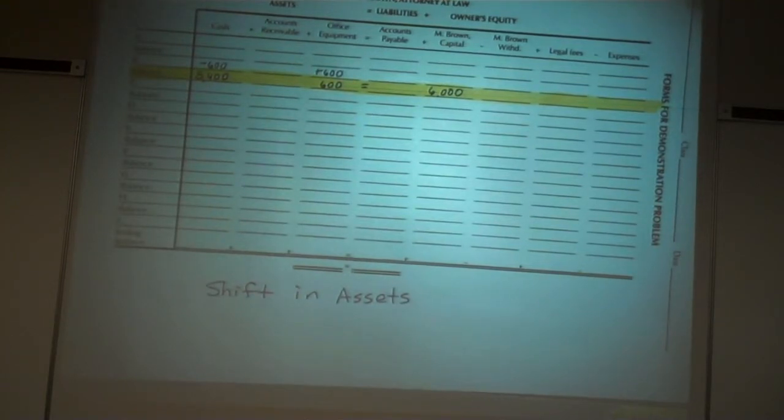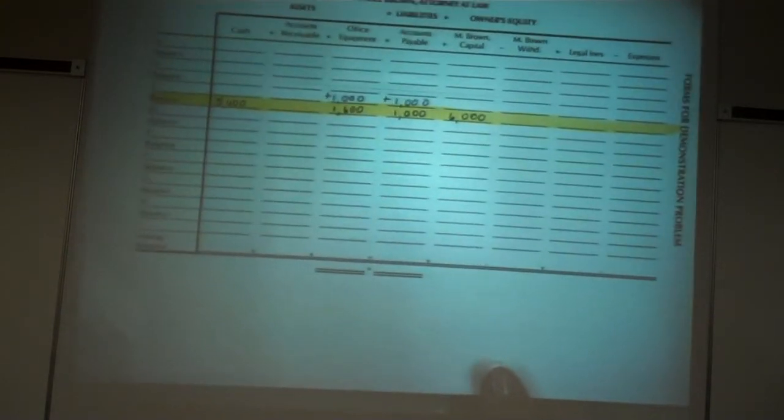C, purchased additional office equipment on account, $1,000. What accounts are affected? Office equipment and accounts payable. What happened to office equipment? With a plus. What happened to accounts payable? A plus, wasn't it? Yes, ma'am.